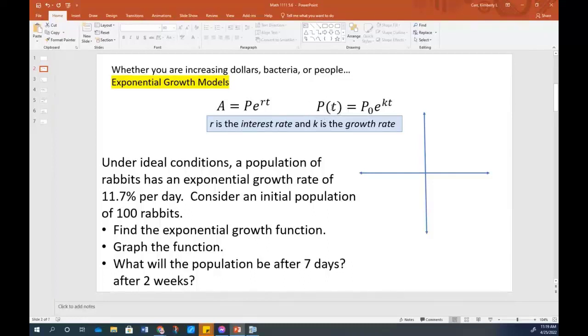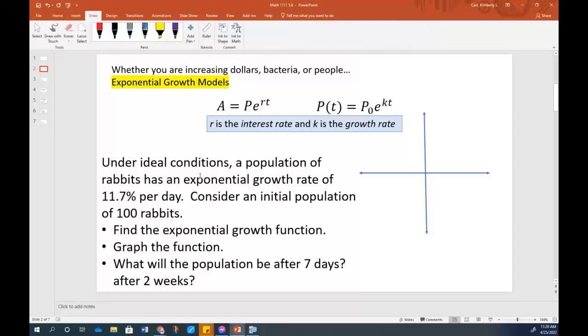And then this P is your population. But that population does not actually have to be people. It could be a count of bacteria or a count of rabbits or a count of people or whatever. So that does stand for population. The population over time, or as a function of time, is equal to the initial population, just like P on our interest formula was our initial amount, times e raised to the kt, where k is your growth rate and t is your number of years.